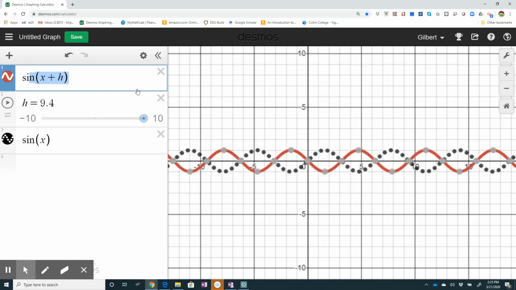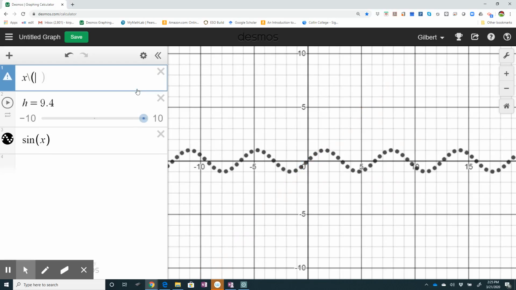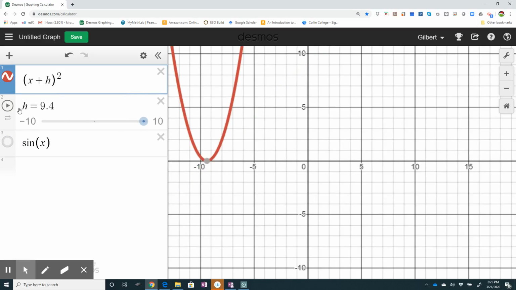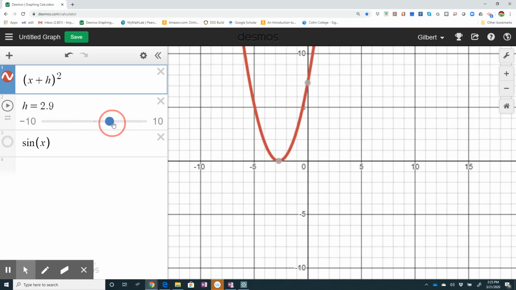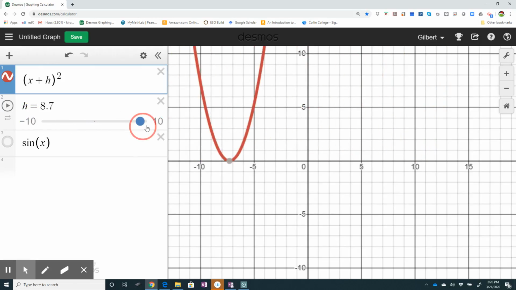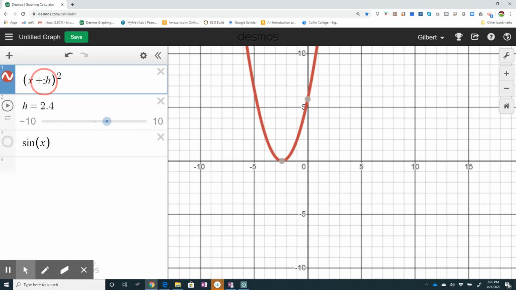I can show this again by changing sine of x to x squared, something that you're more familiar with. Notice that as I go to the left, the graph goes to the right. As I go to the right, the graph goes to the left. Now in math, to avoid that confusion, they change the way it's written. Instead of saying x plus h squared, they'll say x minus h squared. And that minus sign does the flipping for you.